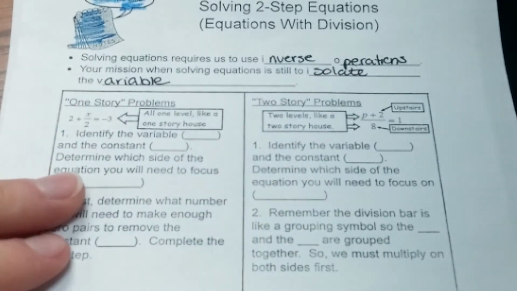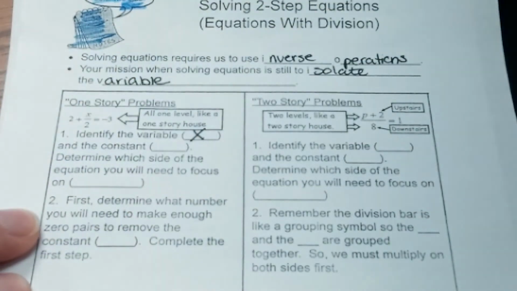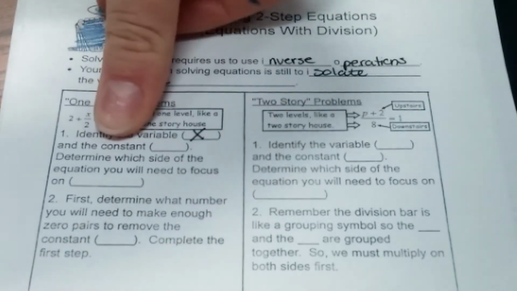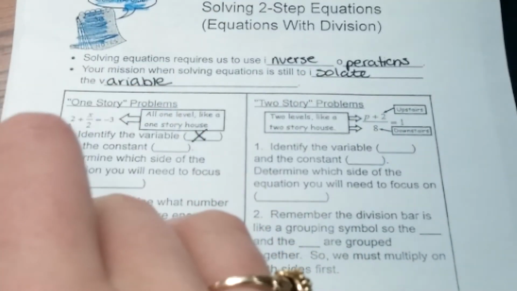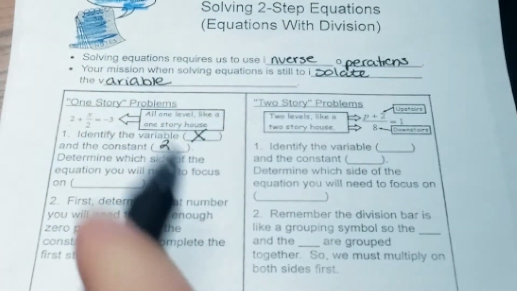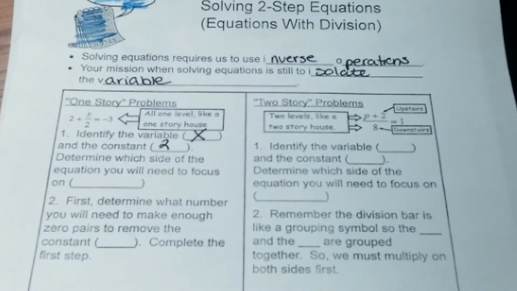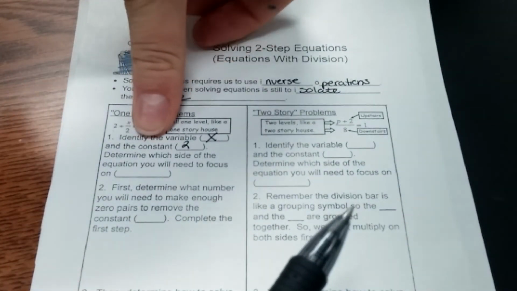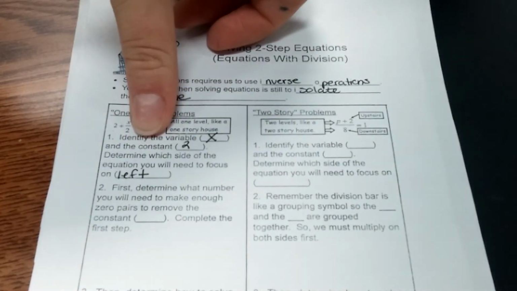All right, so step 1 is to identify the variable. In this particular example, the variable is going to be x. And the constant, remember, is the number that's not attached to a variable, so the constant will be 2. Determine which side of the equation you will need to focus on. This is the side of the equation that contains the variable. The left-hand side of the equation is where the variable is, so we'll need to focus on the left.